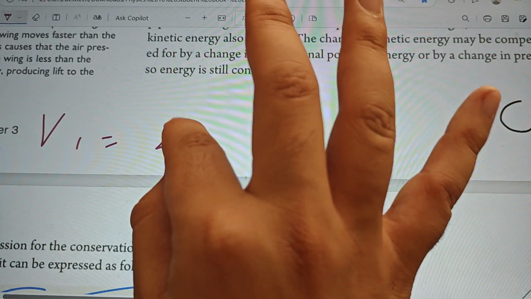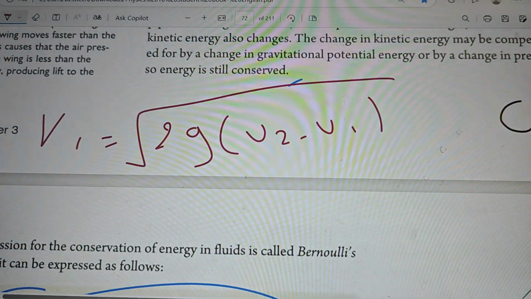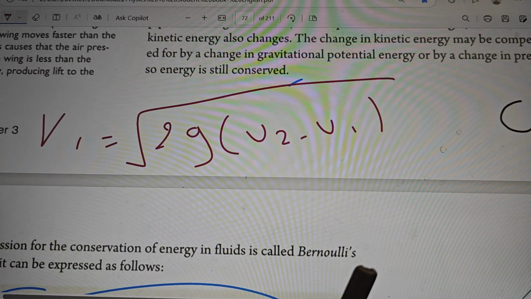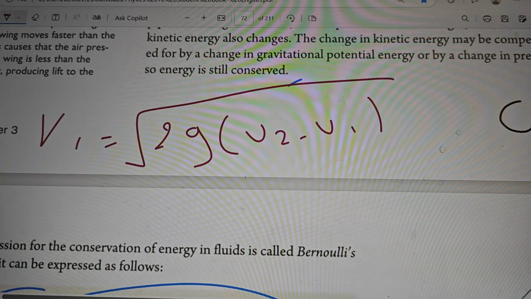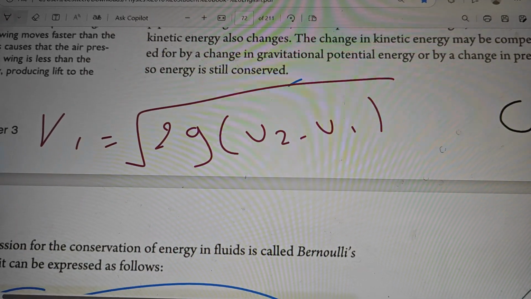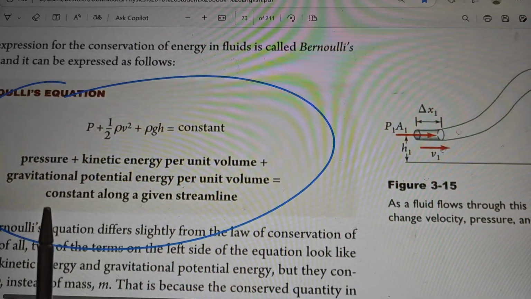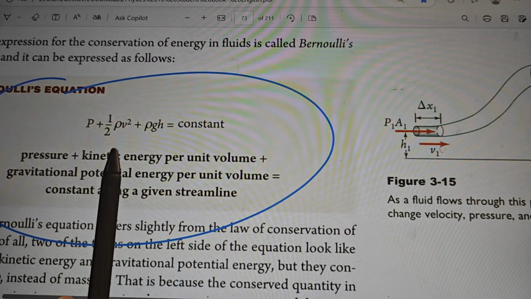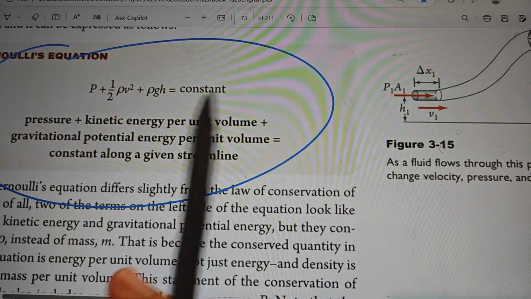To find the speed we use this rule: the first velocity equals the square root of 2g(H2 minus H1). This rule is correct when the question says to find the speed or velocity of fluid that leaves the spigot. Use this relationship. This is the same thing: P is pressure, 1 over 2 rho v squared is kinetic energy per unit volume, plus gravitational rho g h, and that's all of them.